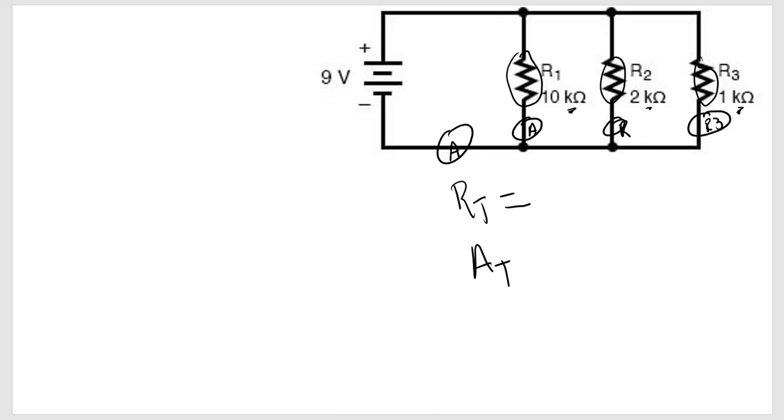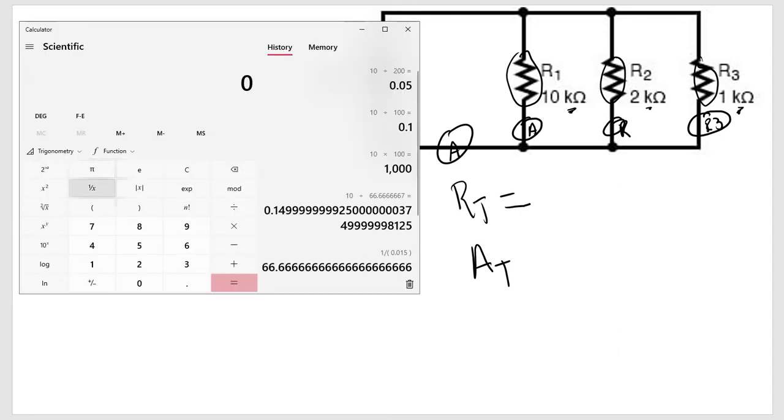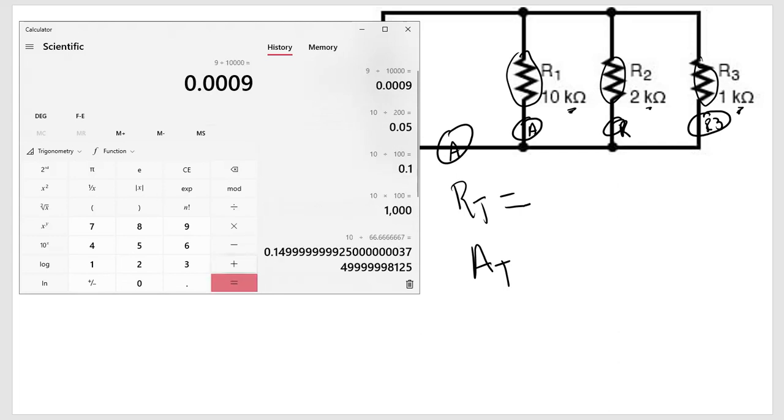So let's not forget about that K. To do this, we're going to have to find our resistance total. So we're going to grab our calculators again, and we're going to clear it out so we don't get any ghosts like we did last time. And we're going to get 9 volts, and we're going to divide it by 10,000. So there's our 10K. I'm going to hit equals, and that's going to give me my amps right across here.